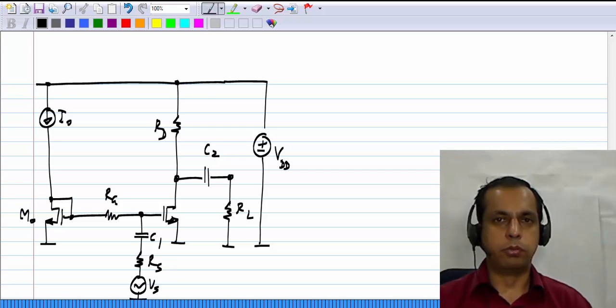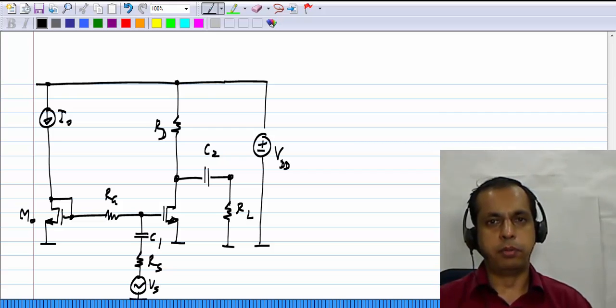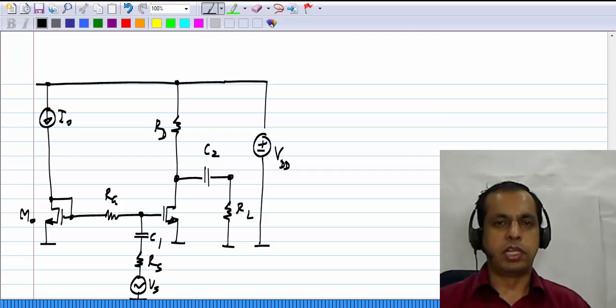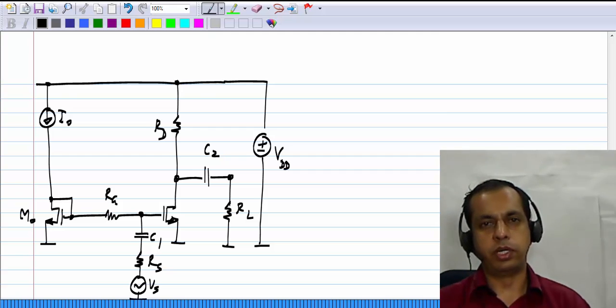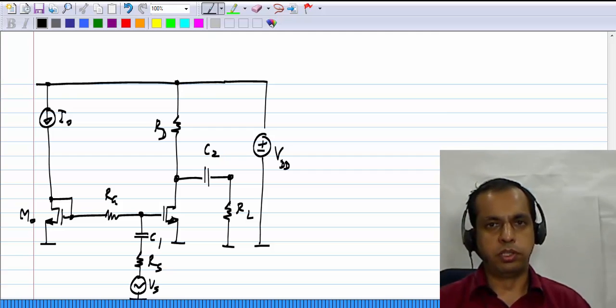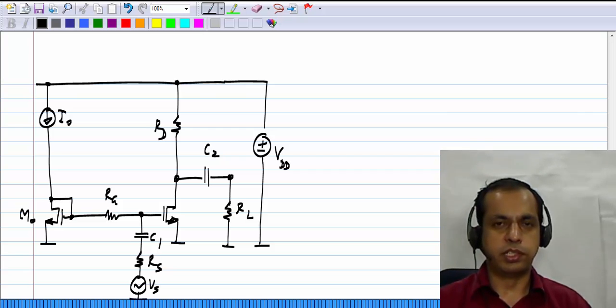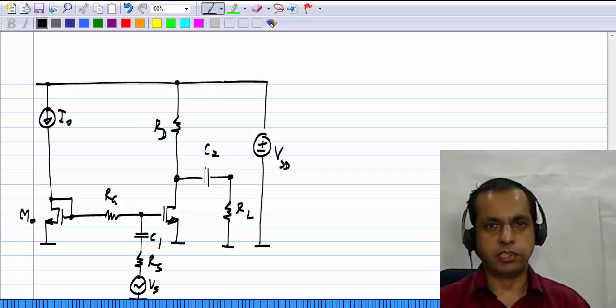This is our common source amplifier using current mirror bias. Now it behaves largely like the common source amplifier that we already know, but we will put down the small signal picture of this and analyze it. And also we want to derive the constraints on the capacitors C1 and C2 and the resistor RG.